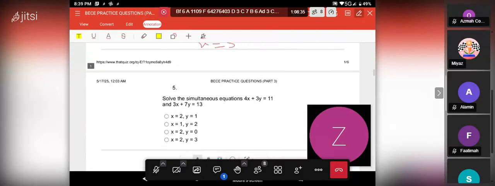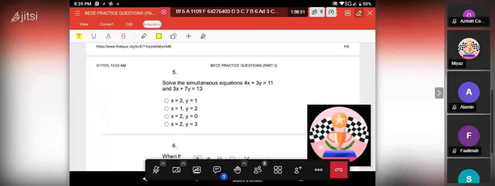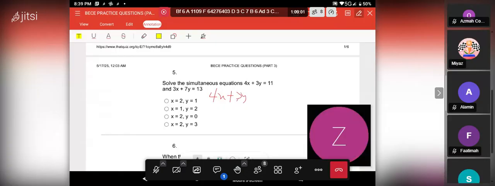Solve the simultaneous equation. What is the best method to use here? You can use any. No, elimination. Try not to use the substitution method. 4x plus 3y equals 11, and 3x plus 7y equals 13.